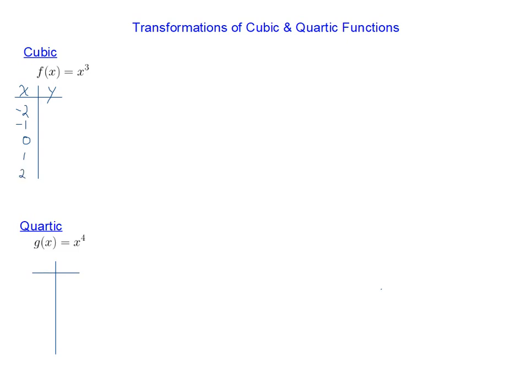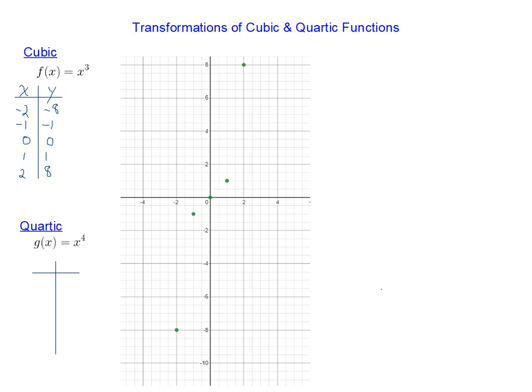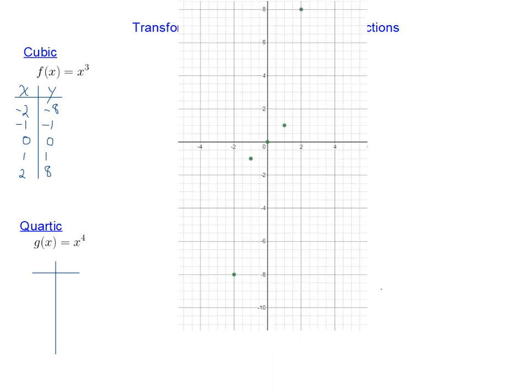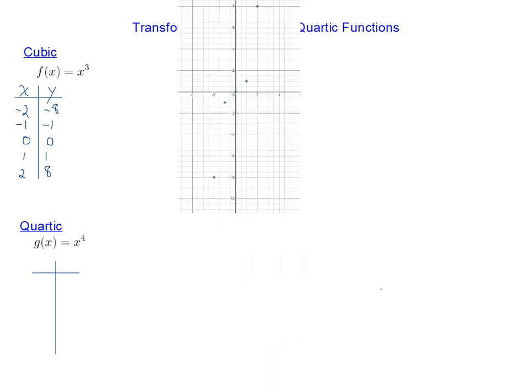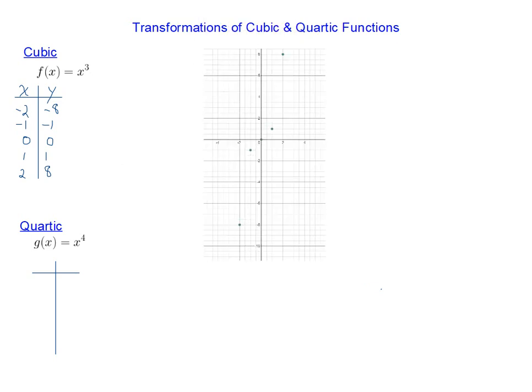Negative 2 cubed is negative 8, since negative 2 times negative 2 times negative 2 gives us negative 8. Negative 1 cubed is negative 1, 0 cubed is 0, 1 cubed is 1, and finally 2 cubed works out to 8. So if we go ahead and graph these values, you get a graph that looks more or less like this one here. Let me just shrink that up a little bit so that it'll fit on the page.